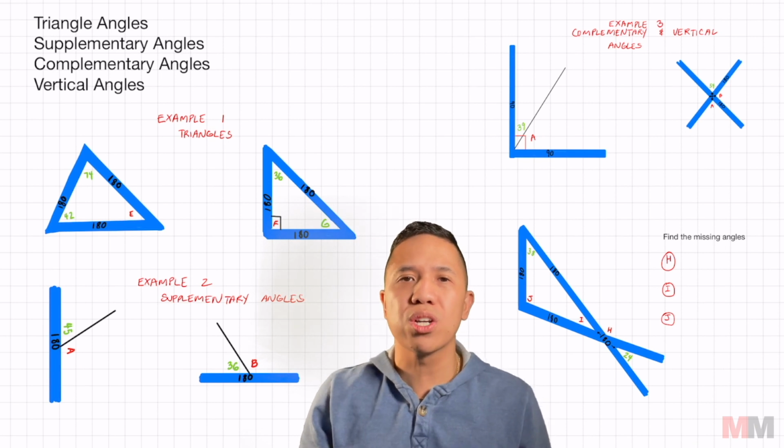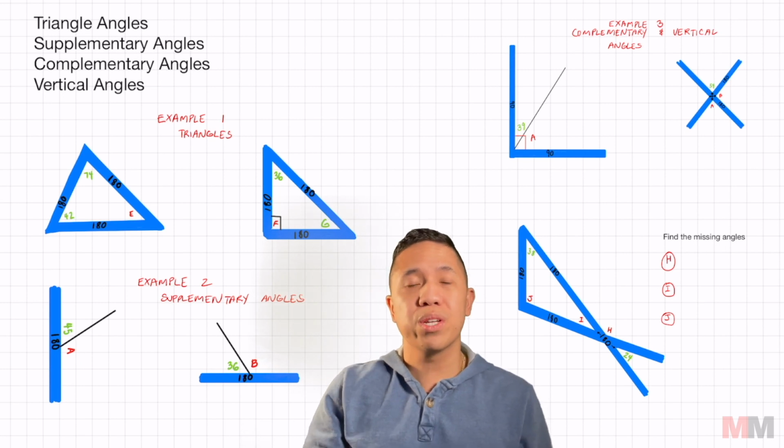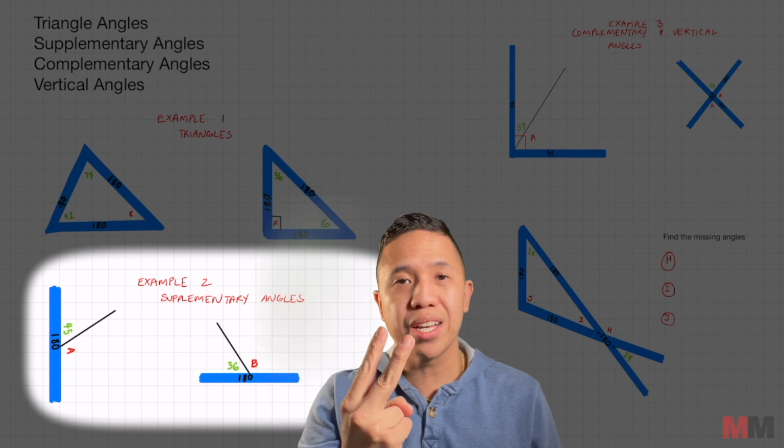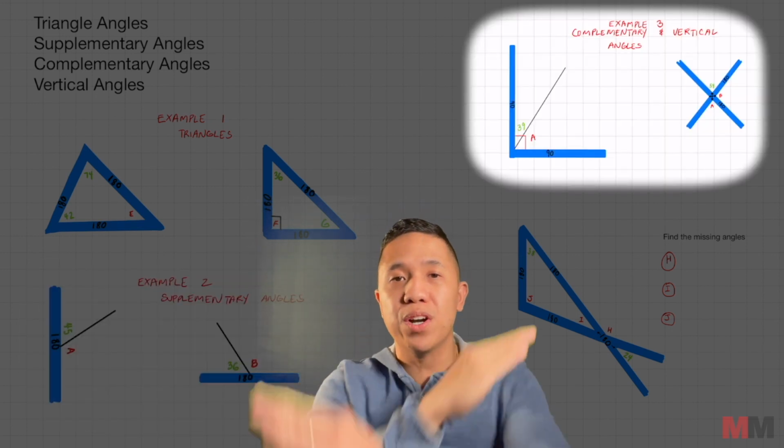Today we are going to go over scenarios where you have to find missing angles. So we're going to go over triangles. That's example 1. Example 2 are supplementary angles. Example 3, we'll go over complementary and vertical angles.